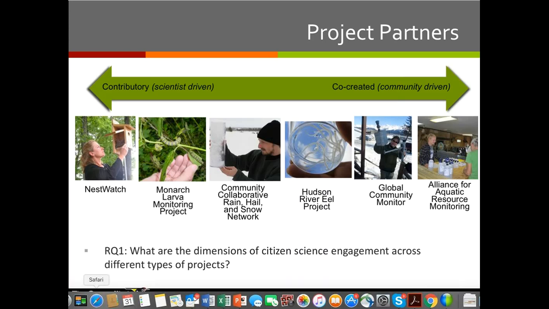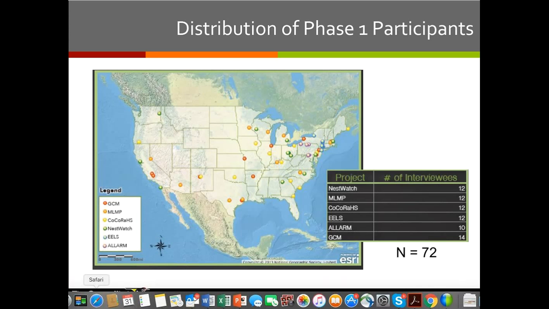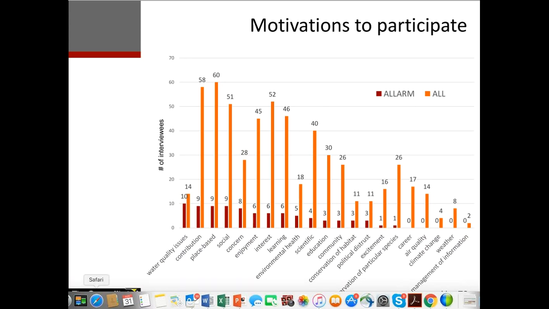So I'm going to provide you with some really early preliminary data on the interviews that we did in this phase 1 project. So for the first phase, we interviewed people across these 6 projects, and specifically to ALLARM. We had 10 ALLARM participants. These were very in-depth interviews. We asked them about their engagement, their motivations, their barriers to participation, and the kinds of activities that they did. They tended to last about an hour and a half. And so I'll just provide some of the quick data from this.